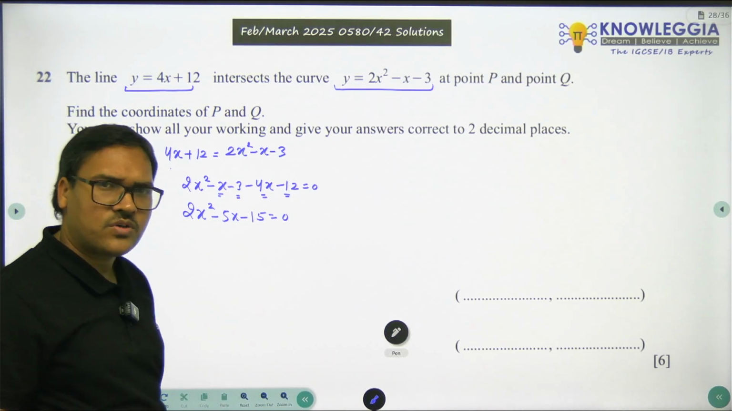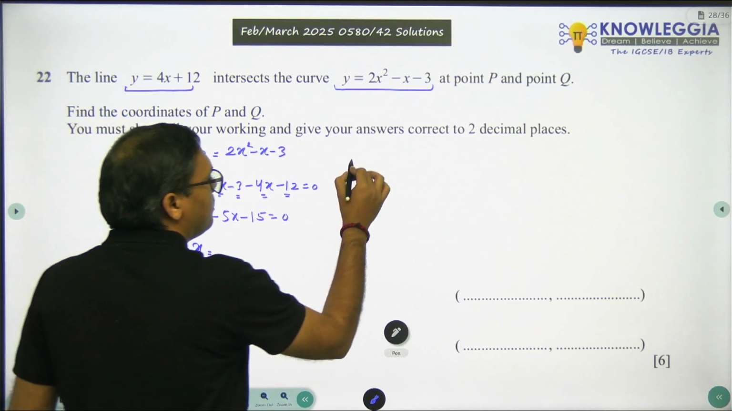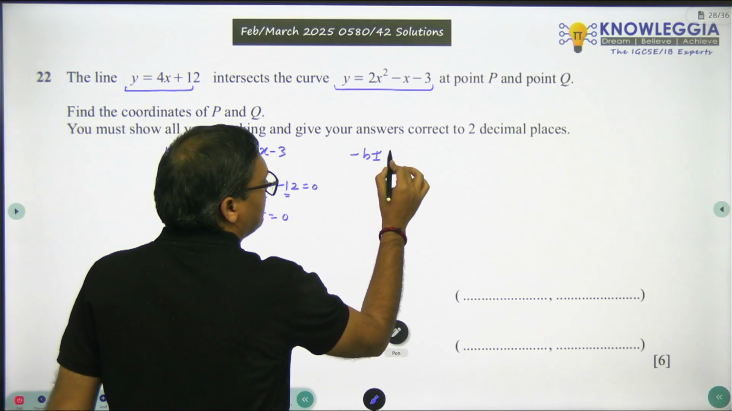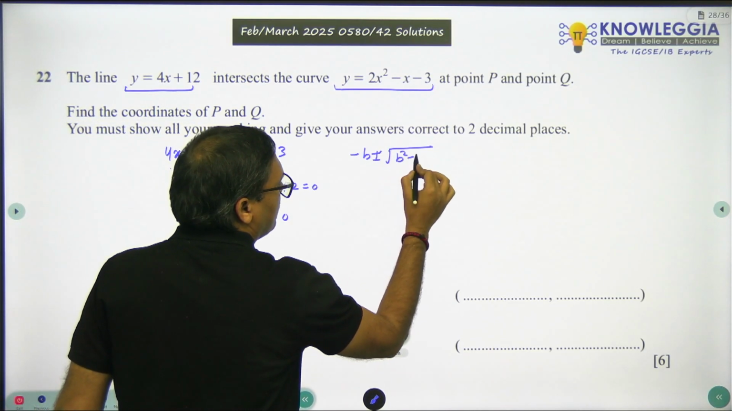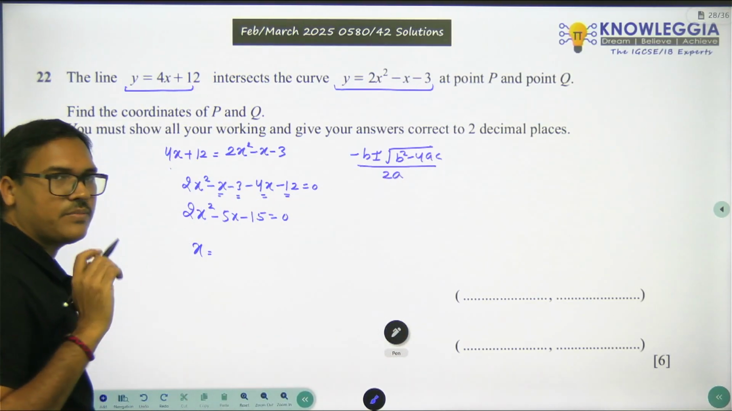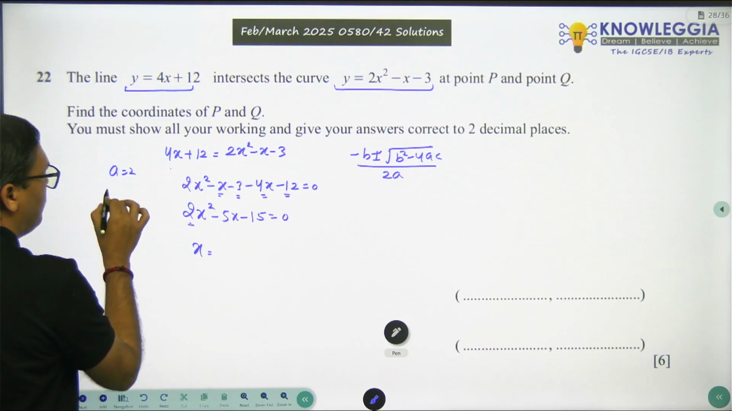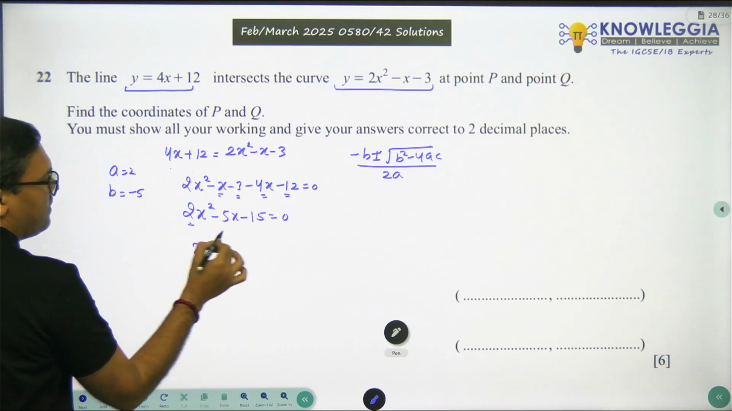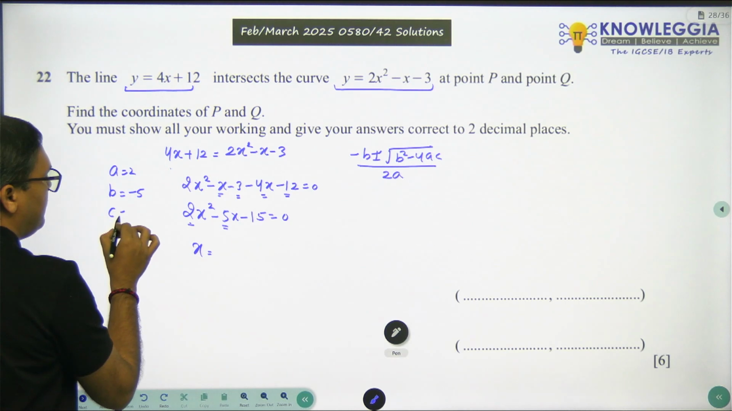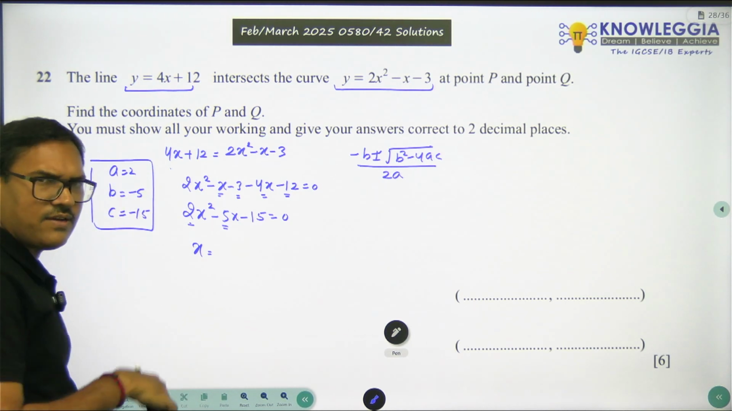You can use the quadratic formula here. What is the quadratic formula? x is equal to minus b plus minus the square root of b square minus 4ac, upon 2a. Again, this is given on the first page of the paper. What is a? a is 2. What is b? b is minus 5. And c is minus 15. ax square plus bx plus c. So just plug in the values.